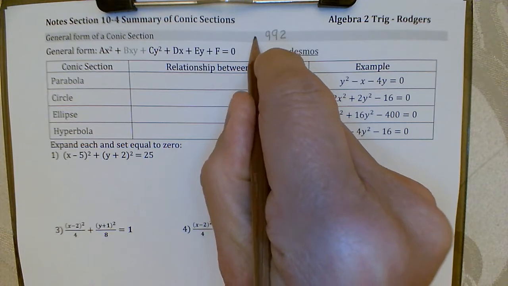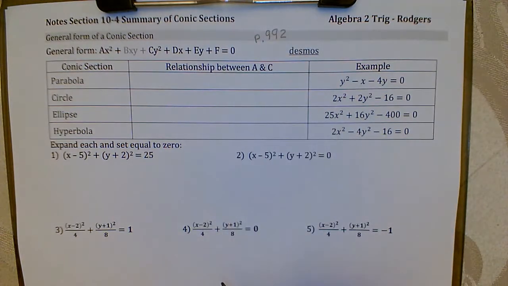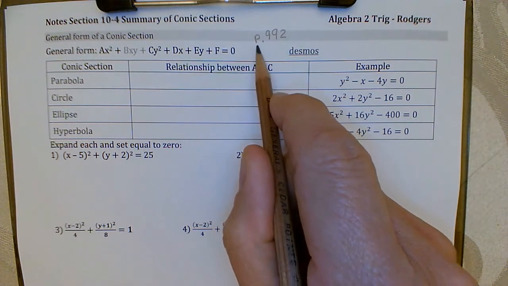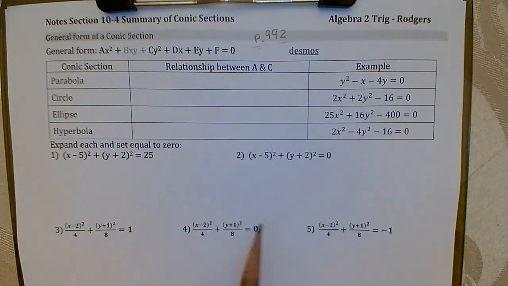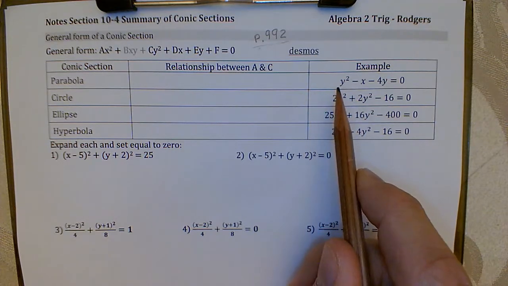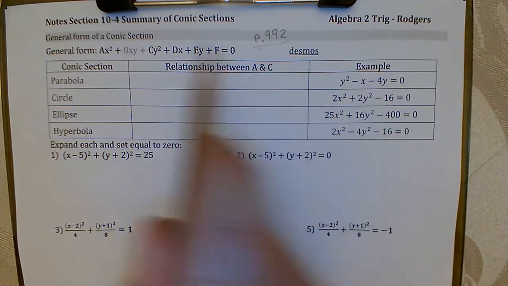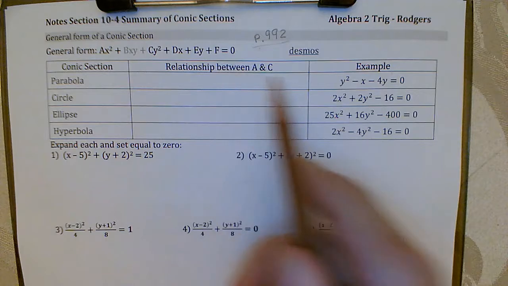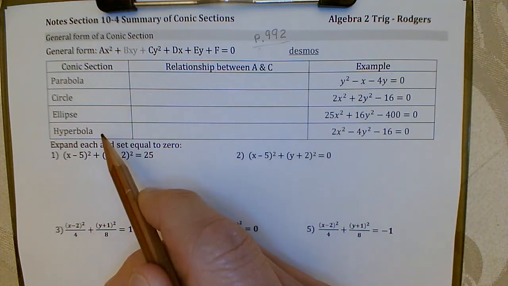Okay, also if you look on page 992, that's a good list of all of the conic sections, when the major axis is vertical versus horizontal, when the parabola opens up or down or left and right. So it's a nice concise list of all the different conic sections and all of their characteristics. So you might go look at that. All right, but what we want to concentrate on here is how can I look at an equation in this general form and determine which of these things it is.